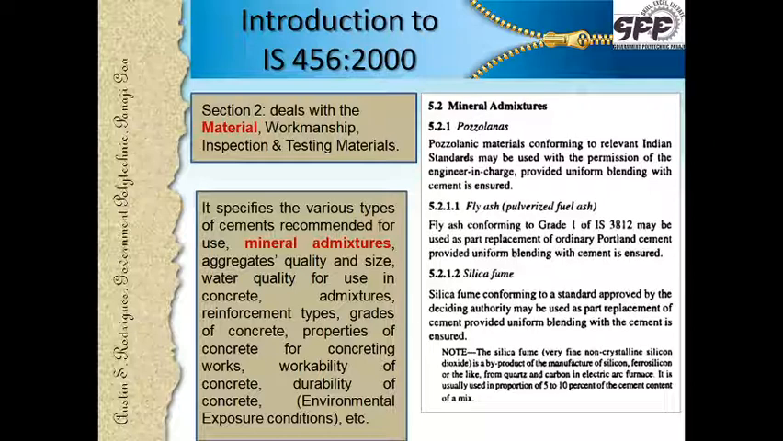Silica fume can be used. So in this particular one, clause 5.2, we find the different mineral admixtures which are permitted to be used along with cement or as a part of replacement of cement in manufacture of PCC or RCC.